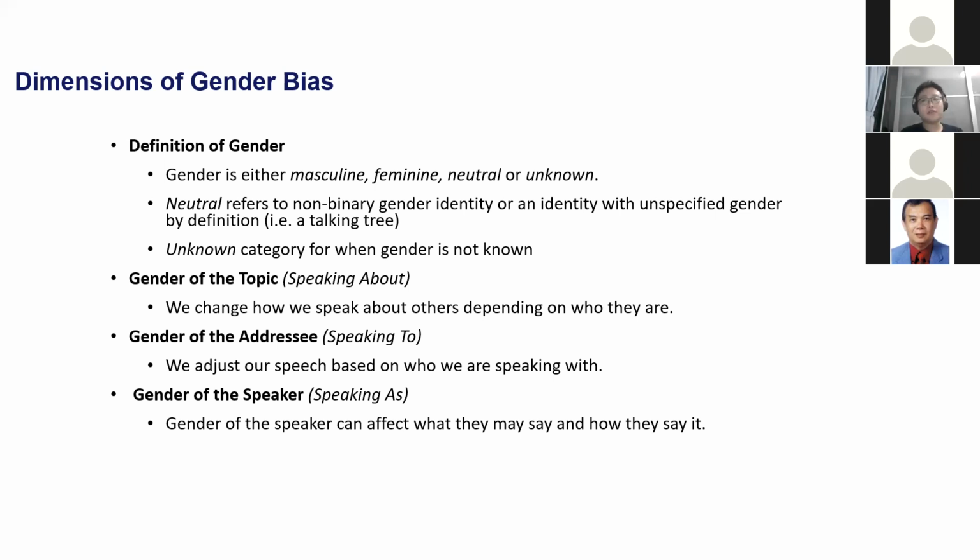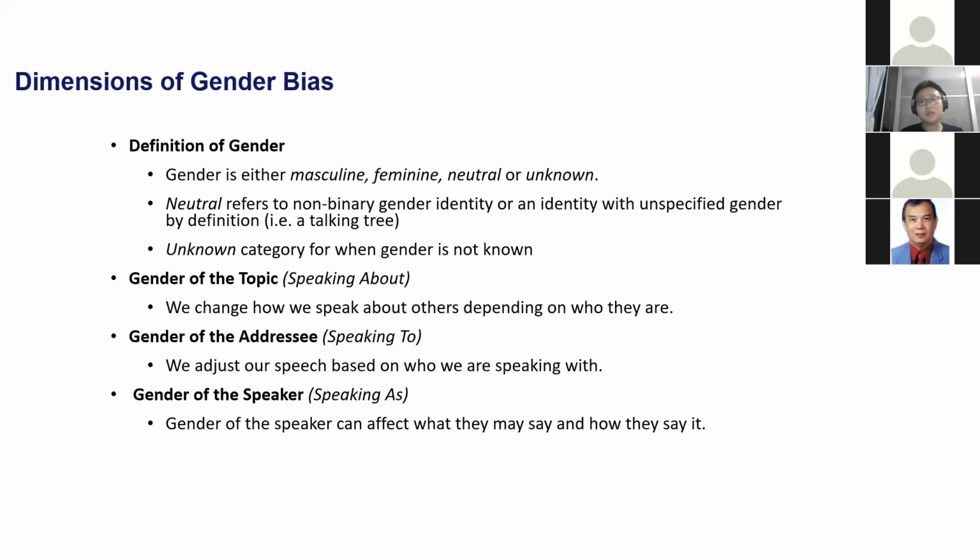Then we talk about the 3 dimensions along which the authors propose to classify gender bias. And of course they have also provided some intuition as to why they want to have those dimensions. So the first dimension is the gender of the topic, that is the gender of the person we are speaking about.